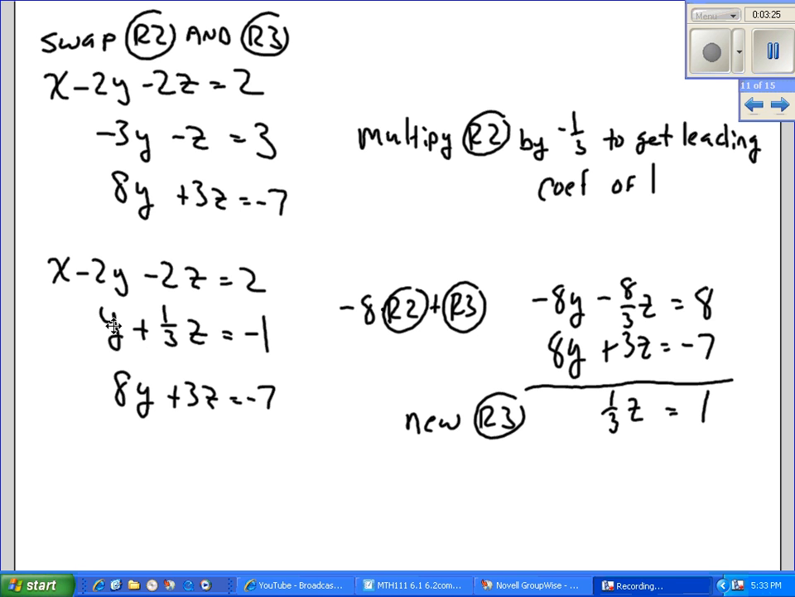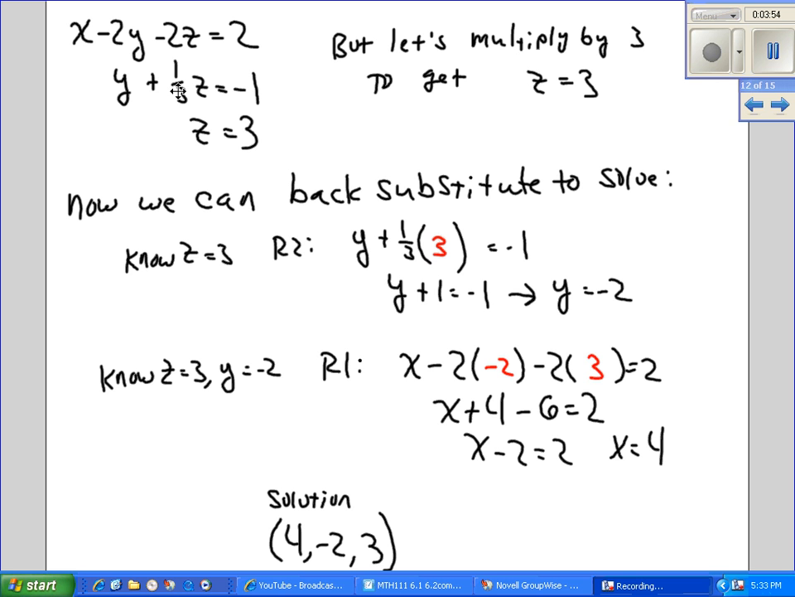And now that I've got that leading coefficient of 1 here, I'm going to multiply this equation temporarily by negative 8, add it to row 3, and get my new row 3. So negative 8 times row 2, here's my row 3, so the y's eliminate, x and negative 7 is positive 1, and then I have to think a little harder here. I know 3 is 9/3, so negative 8/3 plus 9/3 gives me 1/3 z for my new row 3. I think I've got that here on the next page. And then I went ahead and multiplied that by 3 to get z equals 3.